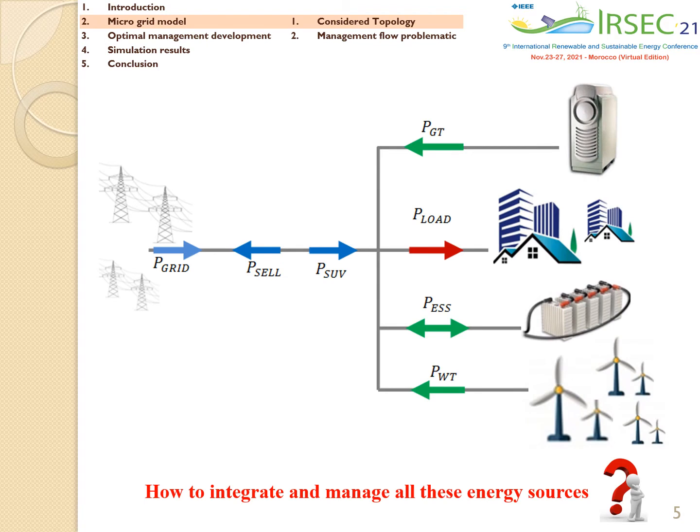The studied microgrid is grid connected. We can see in this figure that it is composed of three distributed energy sources: a wind turbine of 90 kilowatt peak, a gas turbine of rated power 30 kilowatt, and a lithium-ion battery as energy storage system of 500 kilowatt.